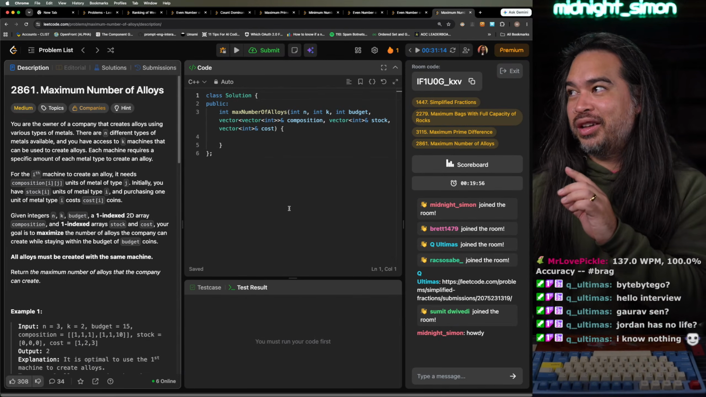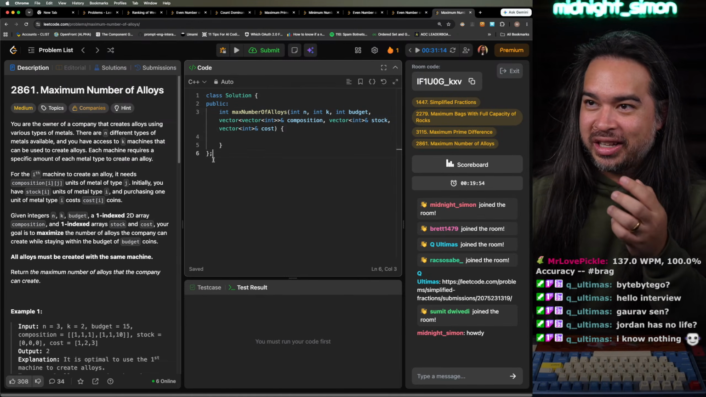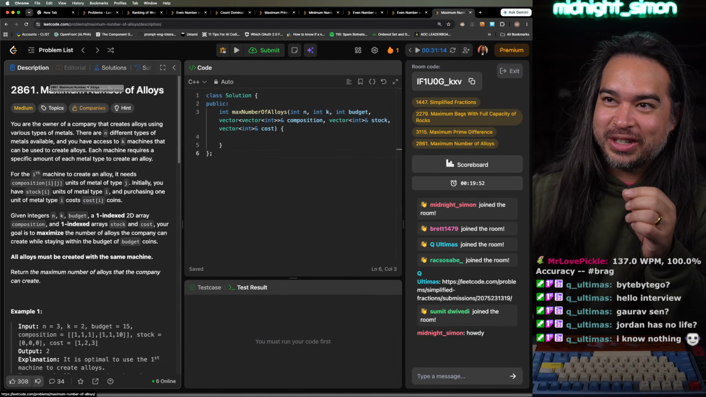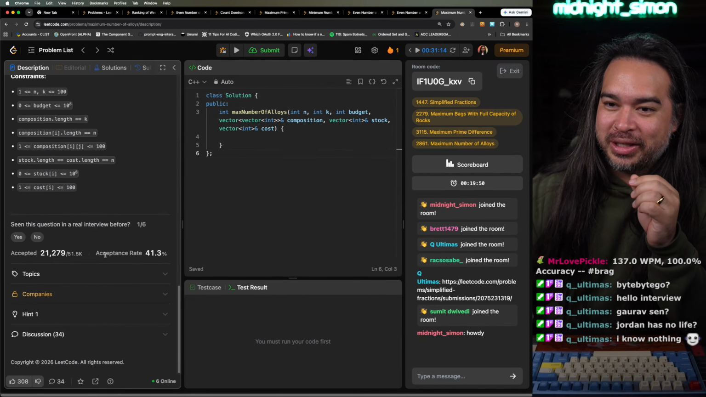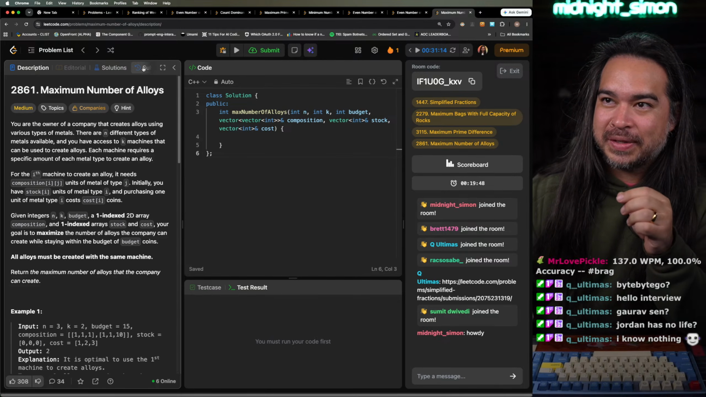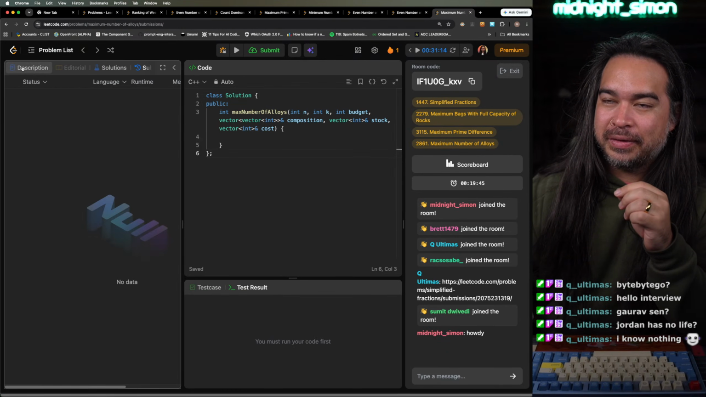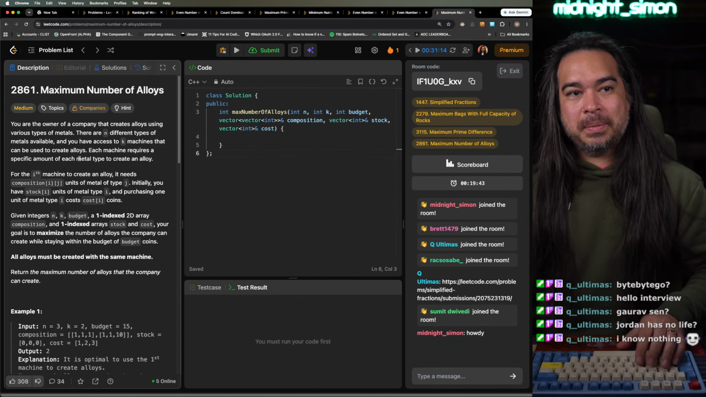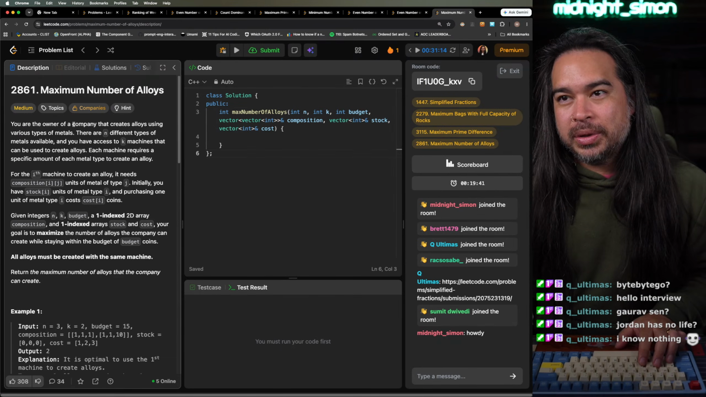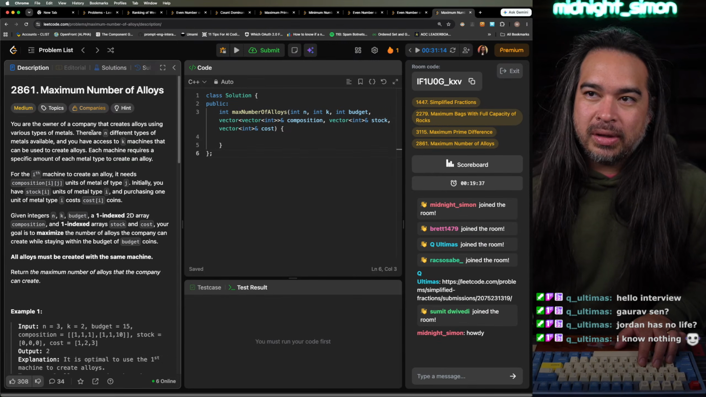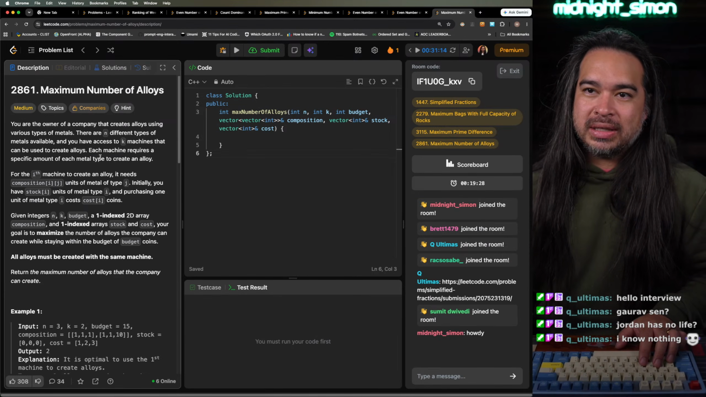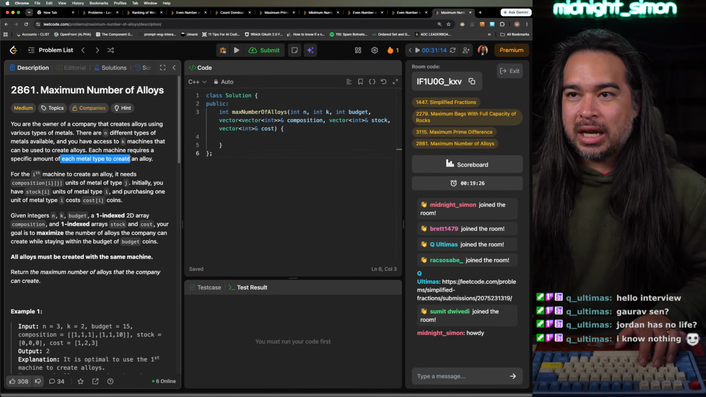All right. Before talking all that nonsense, I was going to say, let me try and solve this Q4. So let me read it. It's quite long. I haven't solved it yet. I have no submission attempts. So let's see. You are the owner of a company that creates alloys using various types of metals. There are N different types of metals available, and you have access to K machines that can be used to create alloys. Each machine requires a specific amount of each metal type to create an alloy.